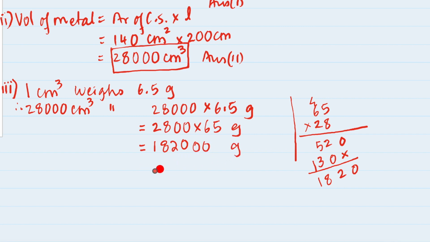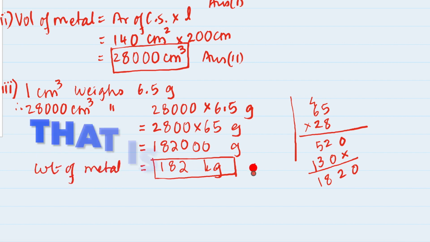Now this has become a huge number. Remember 1000 gram is 1 kg. So 182 kg. What is this? This is the weight of metal. And that is our answer.